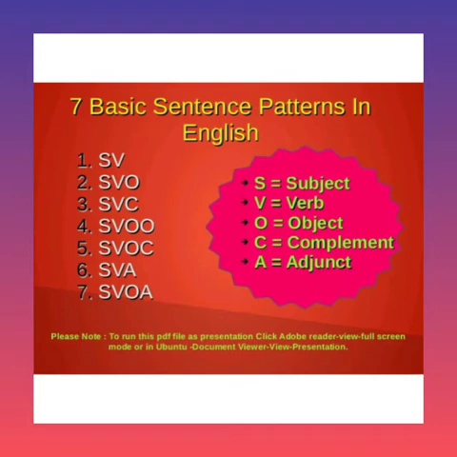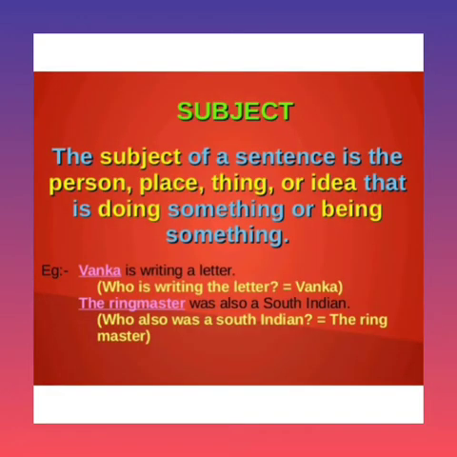Now let us learn some of the basic sentence patterns. Some of the basic sentence patterns in English are SV, SVO, SVC, SVOO, SVOC, SVA, SVOA. S indicates subject, V represents verb, O object, C complement, A adjunct or adverbial. I hope you would be familiar with all these things. Now let us discuss one by one in detail.